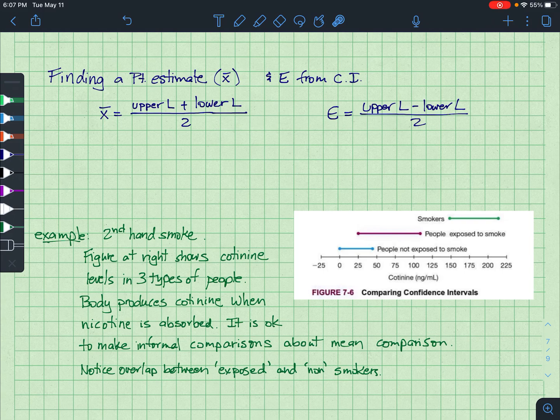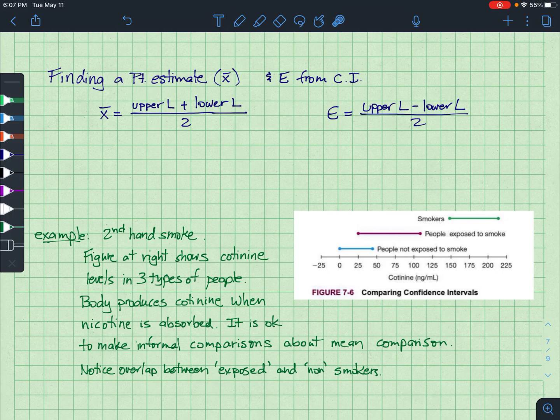This example is more of a just notice. So here we have secondhand smoke, and the figure at right shows the 3 types of people: smokers, people exposed to smoke, and people who are not exposed. And it shows the amount of cotinine, I don't know how to pronounce that, in the body. But this is a substance which is produced by the body when exposed to nicotine. So you can see that there is an overlap region between these two. And the true mean might be the same for them.